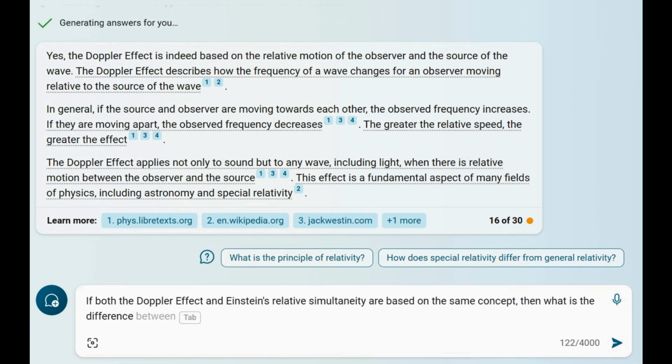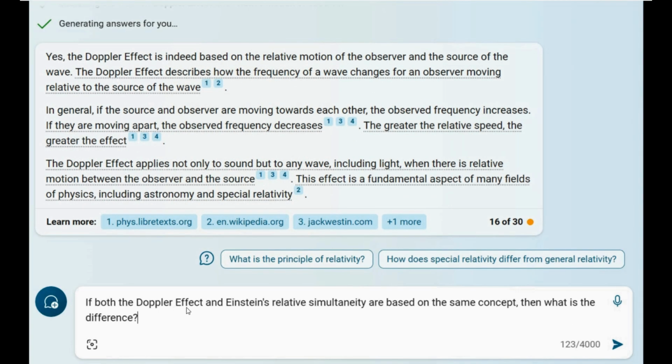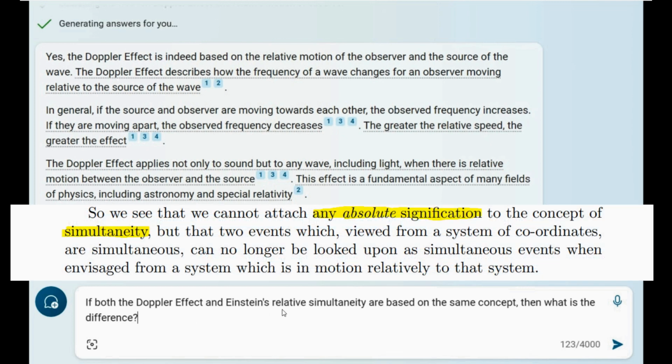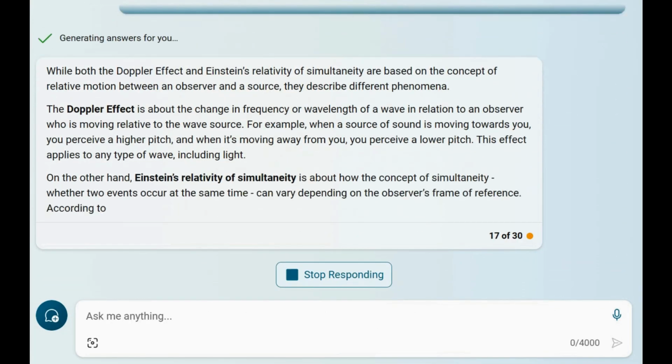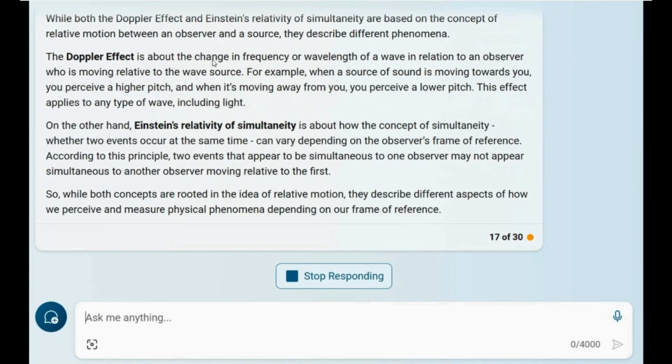Now we understand that the Doppler effect is directly based upon switching this light source between the stationary and moving frame. So then Einstein concludes at the end of section 2 this idea of relative simultaneity. So they're based on the same concept, but what's the difference? Well, the AI is just kind of spitting back out the basic definitions of frequency and simultaneity, but it's not really getting to the heart of why or what is the difference between these two.